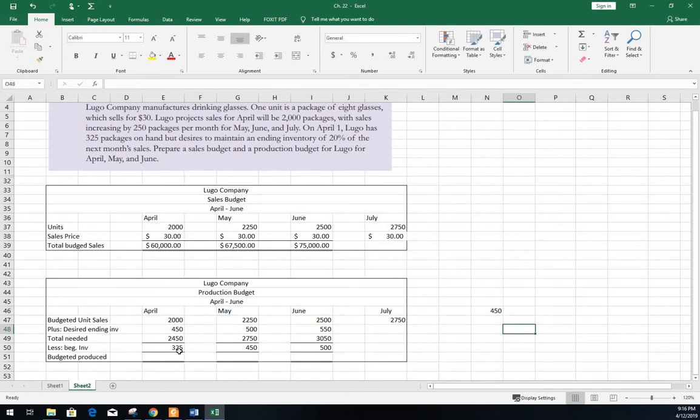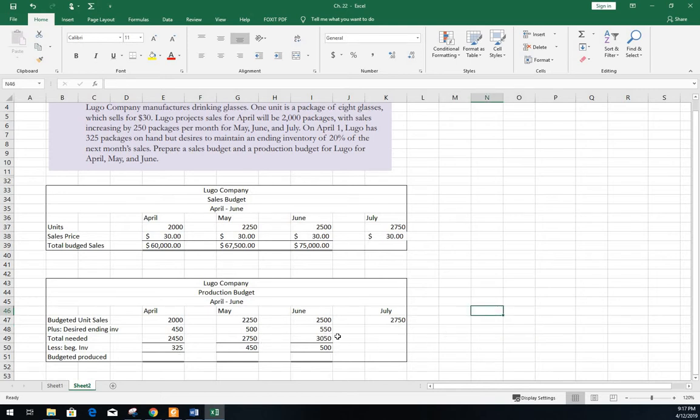But the only reason I put in 325 for this beginning inventory is because they told us in the problem Lugo has 325 packages on hand for April the 1st. So obviously this should have been from the previous month, but apparently they did something wrong. So that is the only weird number that's in this problem. You might want to check me and make sure I did that correctly, but I'm pretty sure that this is the only one that you wouldn't multiply in this way that I demonstrated here.